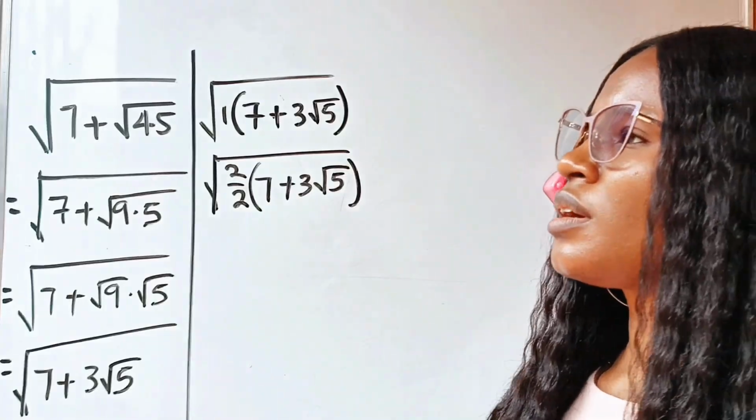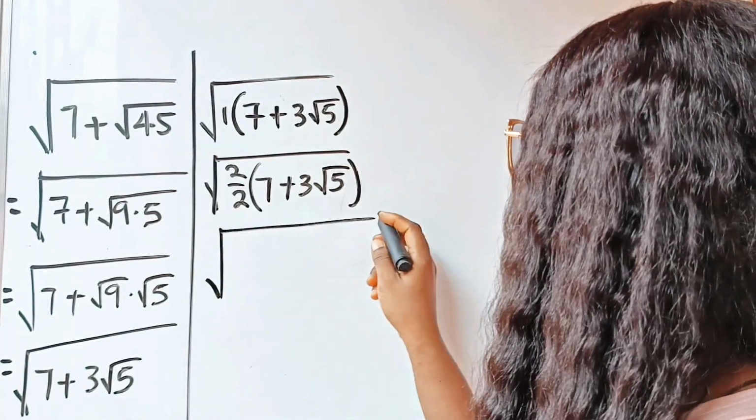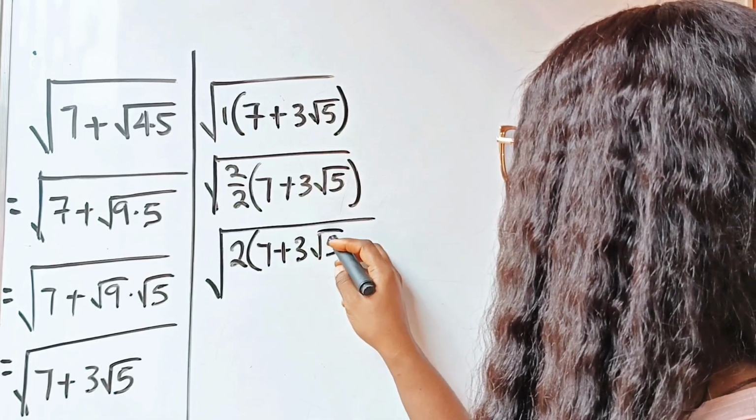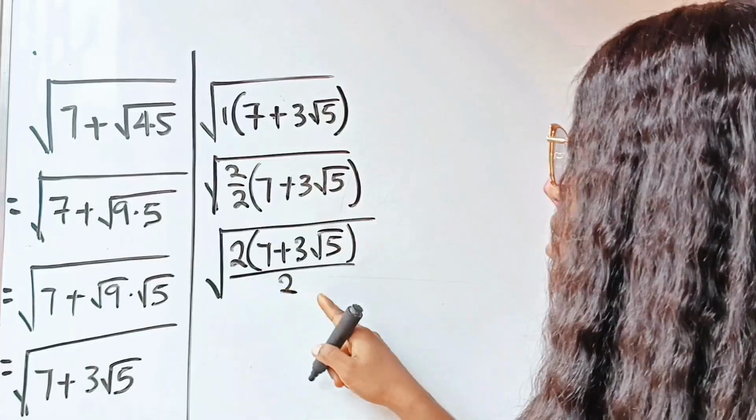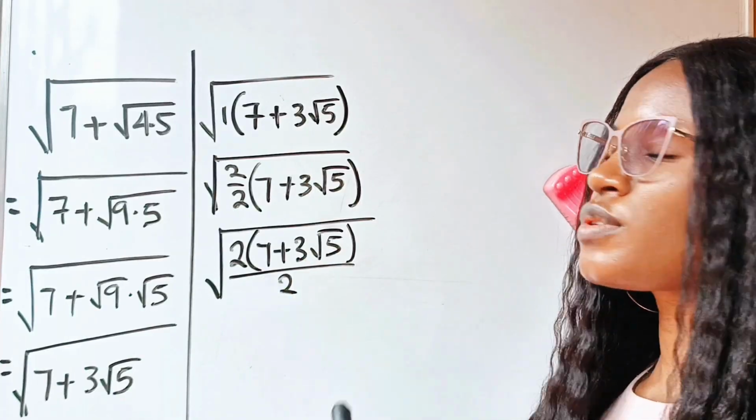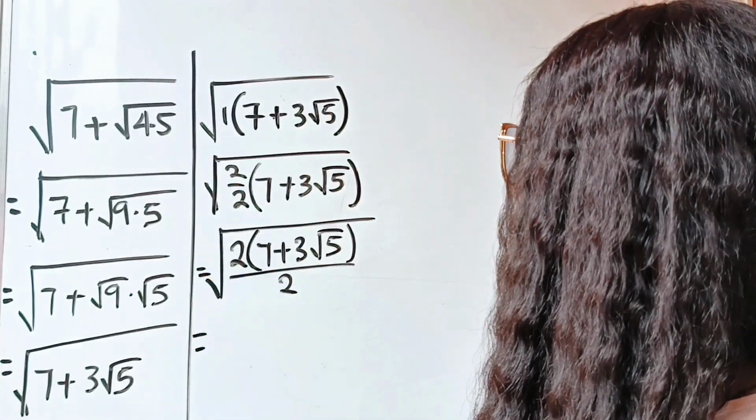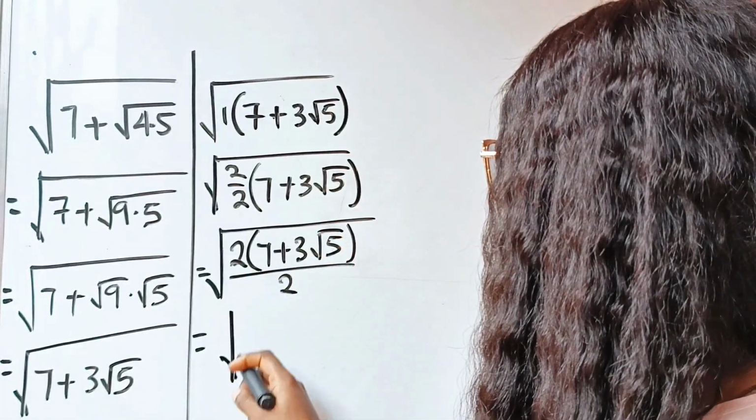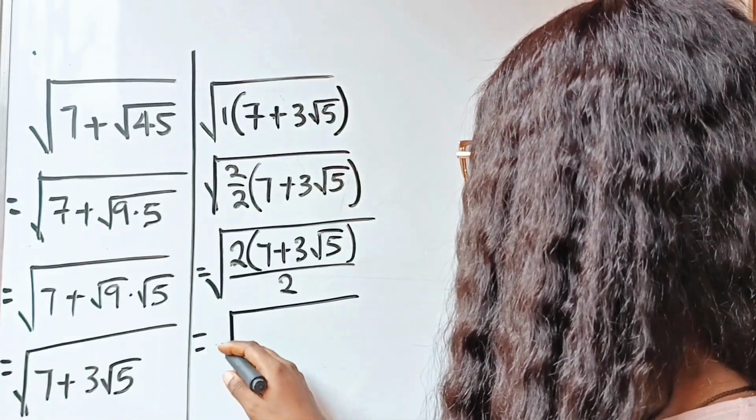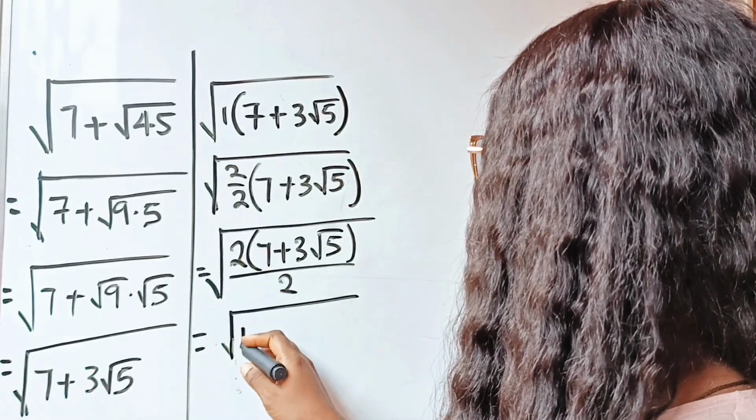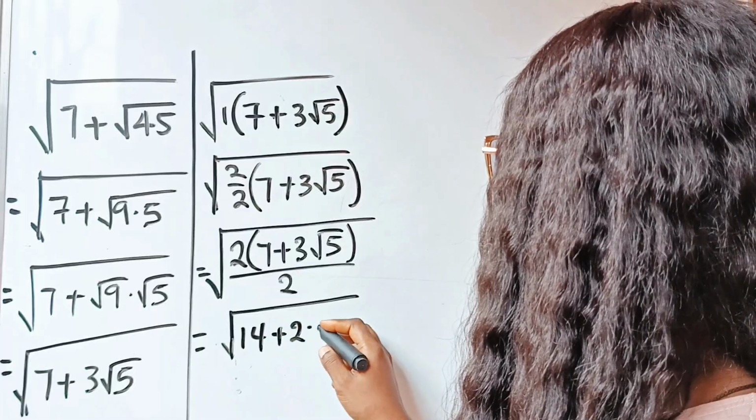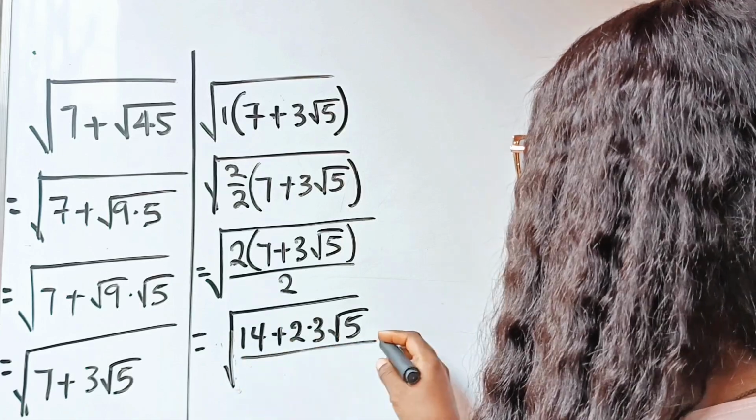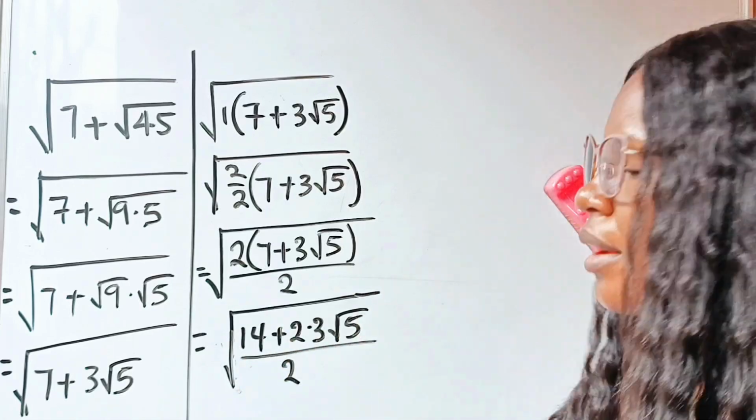So at this point, we can write this as the square root of 2 brackets 7 plus 3 root 5 divided by 2. Always separate them this way. Always separate your 2 this way. Now this is equal to, then you open your brackets, the numerator, open the bracket. So we have square root of 2 times 7 is 14 plus 2 multiplied by 3 root 5. Now divided by 2. Okay?